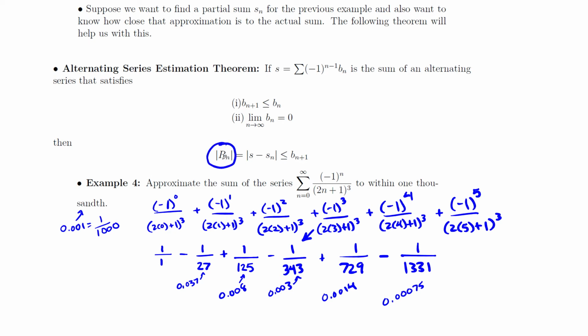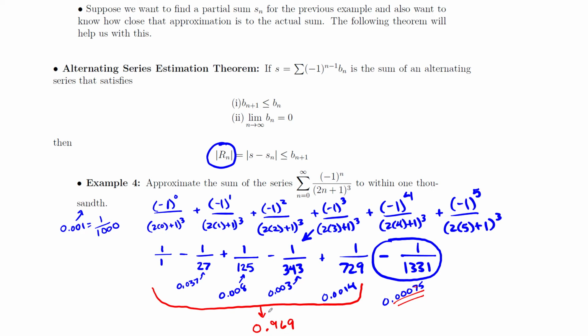Okay, so what does this remainder theorem say? The remainder, when you have the partial sum of up to n terms, is always smaller than or equal to the next term that you don't include. So if I make this term here the one that I don't include, then the remainder for this partial sum here has to be less than or equal to this number. So now I've guaranteed that I'm going to be within 1/1000th because this number is smaller than 1/1000th. So I take just those first 5 terms there, and then I add those up, and that adds up to 0.969. So that's going to be pretty darn close to the right answer.